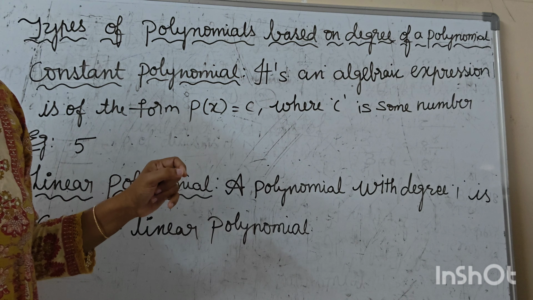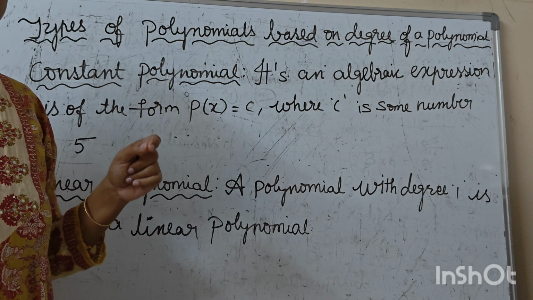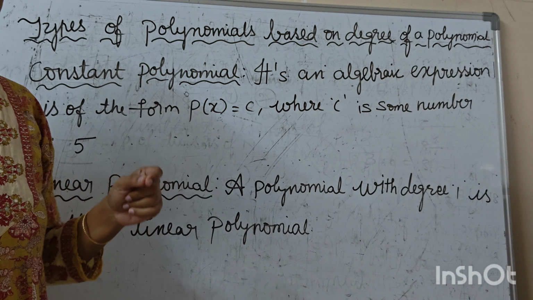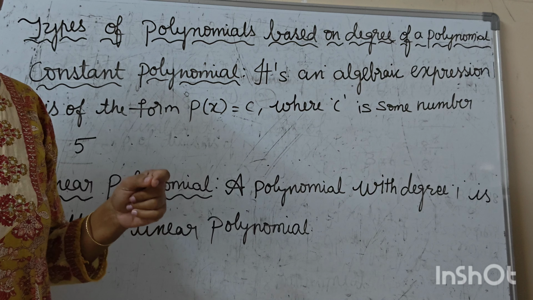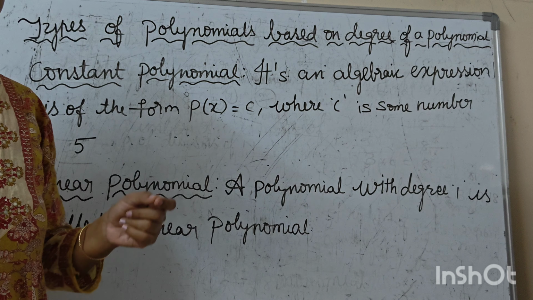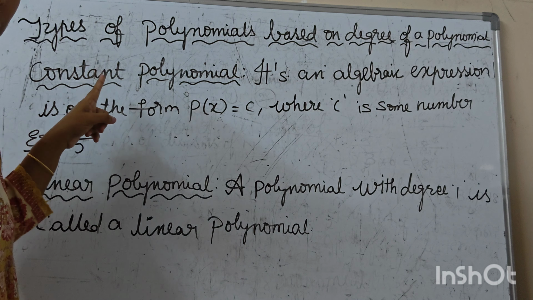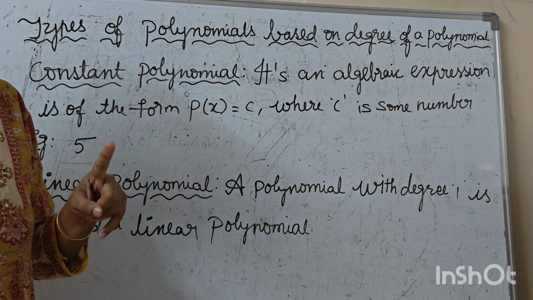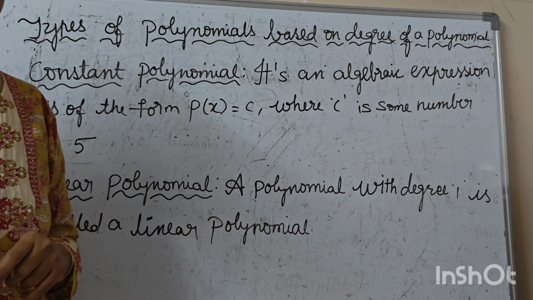Today we are going to learn about types of polynomials based on their degree. What is the degree? The highest power of a term in a polynomial is called its degree. Based on that we classify polynomials. The first type is the constant polynomial.